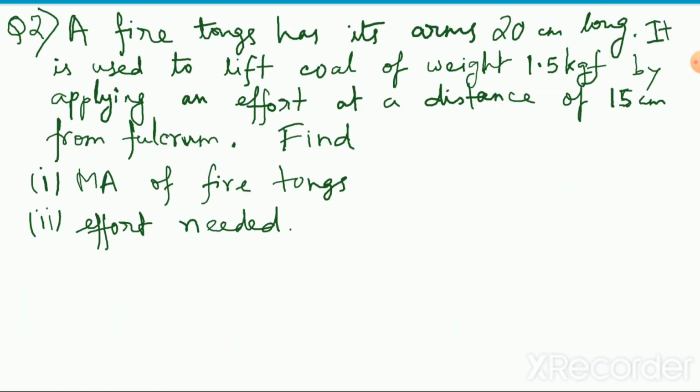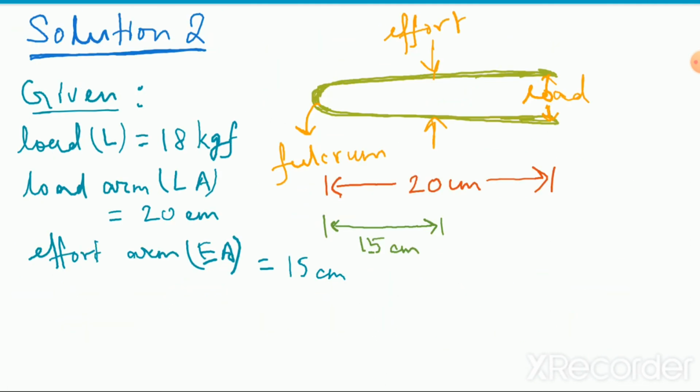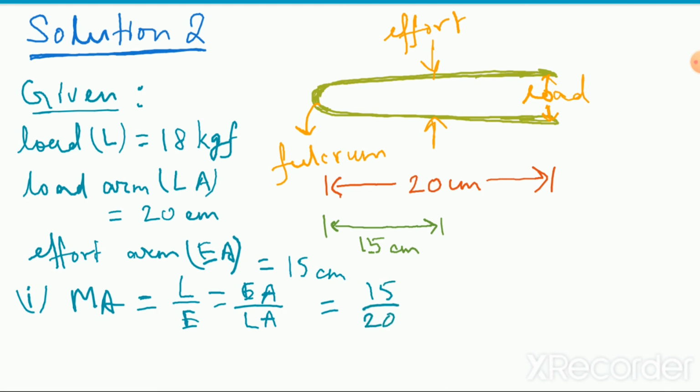We have to find out the mechanical advantage of the fire tongs. MA refers to mechanical advantage. In general, mechanical advantage is equal to load by effort, but as this machine acts as a lever, we can write that mechanical advantage is equal to load by effort, which equals effort arm by load arm. The effort arm is 15 and the load arm is 20. Simplifying, the value comes out to be 3 by 4, that is 0.75. So this is the value of the mechanical advantage.